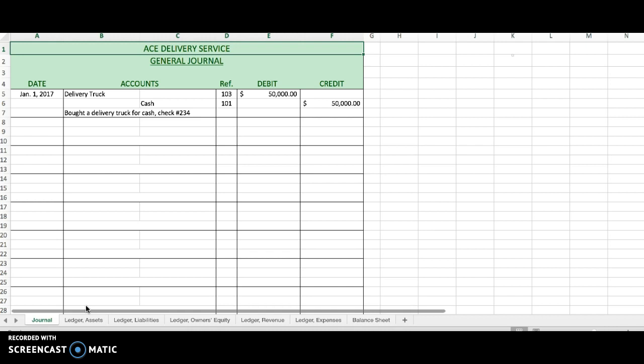Let's just assume that at the end of 10 years, our delivery truck has been used so hard by our drivers that it's completely worn out and is worth nothing. So we need to show that depreciation over the course of 10 years. Divide the cost by 10 is $5,000 a year.